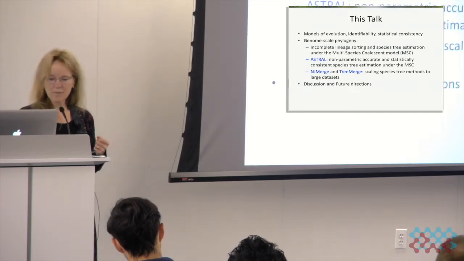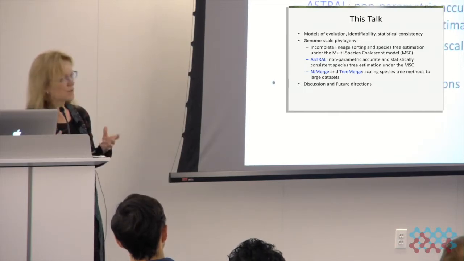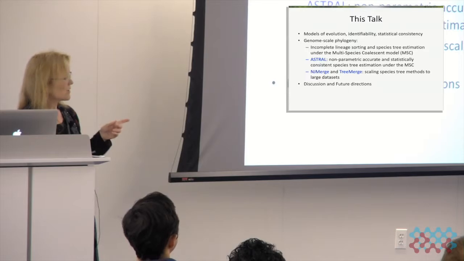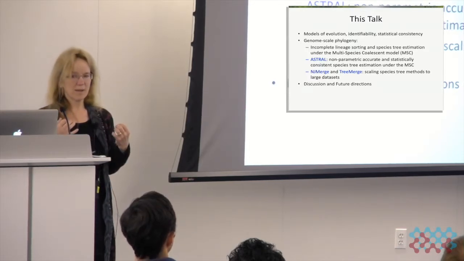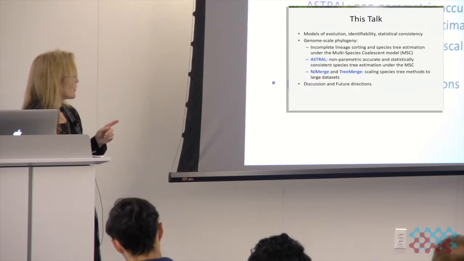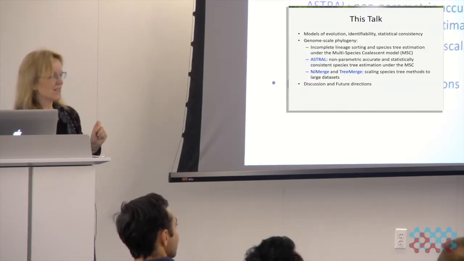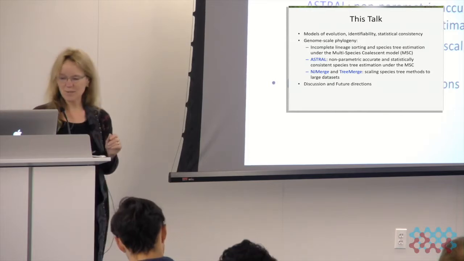And then I'm going to be talking about some techniques hidden in blue. ASTRAL is a method for getting species trees, and NJMerge and TreeMerge are methods for scaling methods to large data sets. So the work on NJMerge and TreeMerge is joint with my grad student who's here. So Erin over there, she can answer questions about the stuff that relates to what she's been doing.